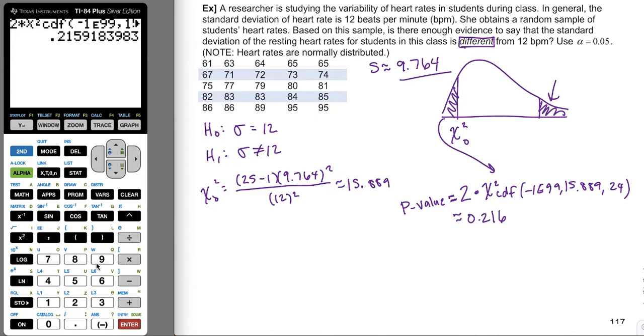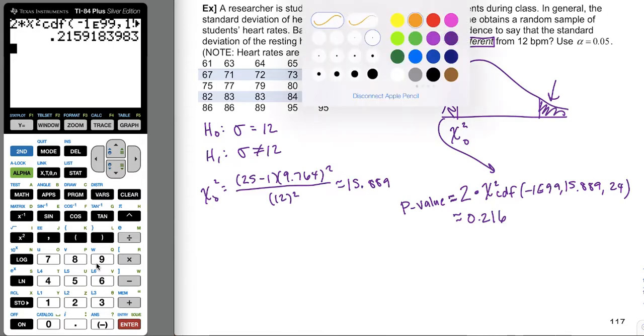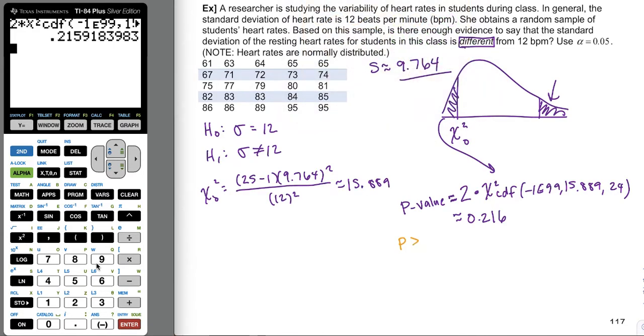So here, p is greater than alpha. So our results are not considered statistically significant. This means that if this were true, if the standard deviation was 12, it would not be unusual to get this sample statistic. So because of that, we don't have enough evidence to really be suspicious of H0, so we do not reject it.